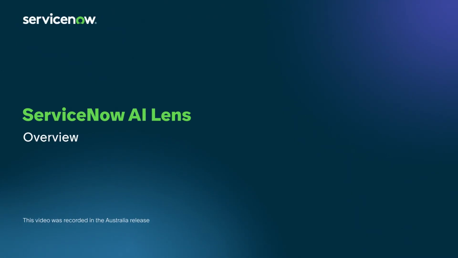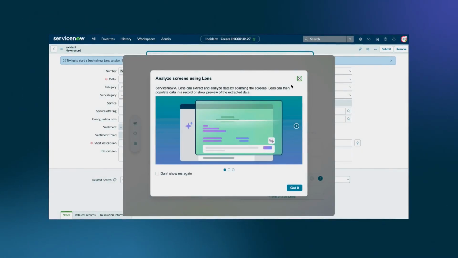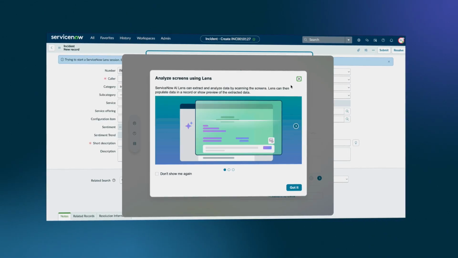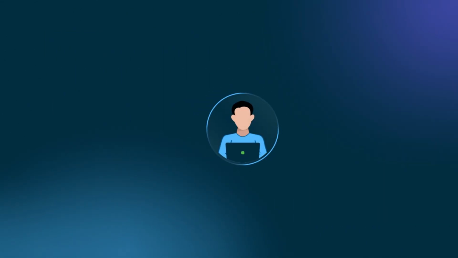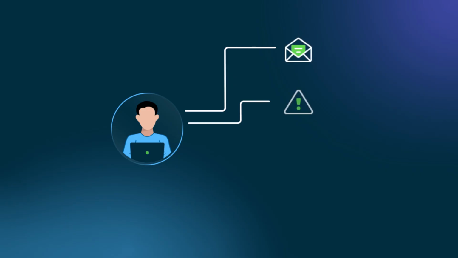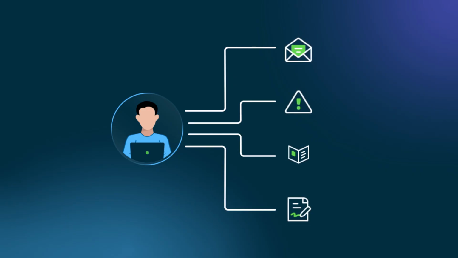ServiceNow AI Lens transforms visual data into actionable intelligence in the ServiceNow AI platform using generative AI. You can scan anything on your screen: emails, error logs, documents, even handwritten notes, and automatically fill out forms with the right data in the right fields, or display a preview of the analyzed data.